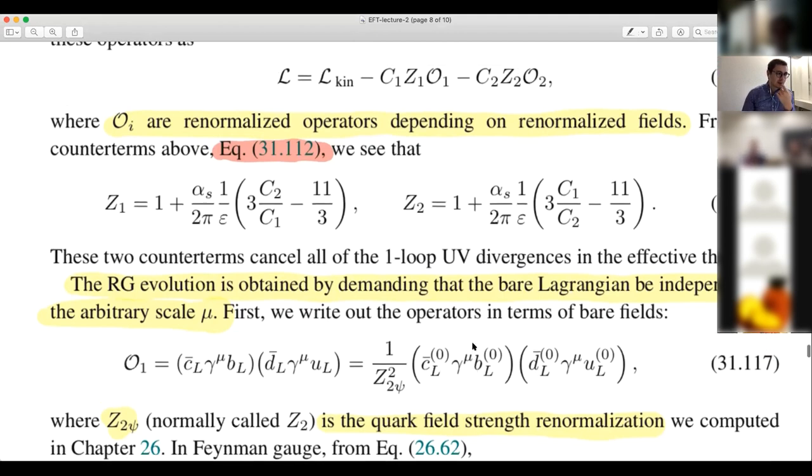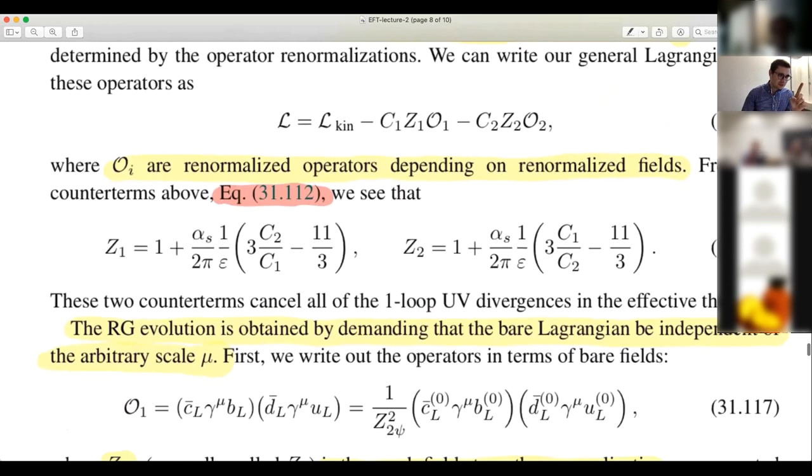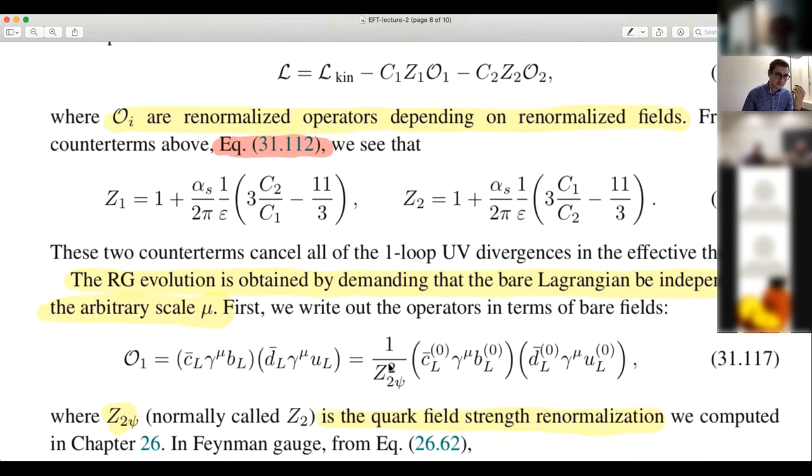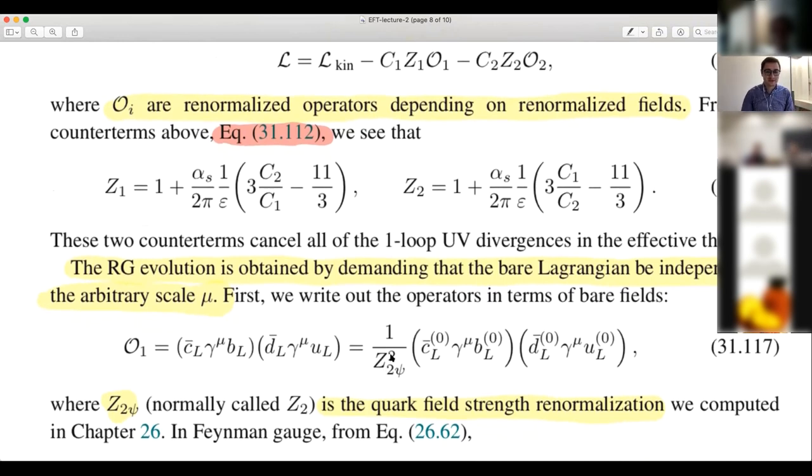Okay. And then as the result, okay. But the important logic here is that in this equation, 115, the operators are renormalized. And this is basically the counterterm Feynman rule. They are renormalized here. And therefore we could get Z1 and Z2 from the previous calculation. But now we are expressing the renormalized operator in terms of bare fields. And then we get this quark field strength renormalization from QCD. Just the QCD, these are the diagrams. These are the two-point diagram, like the dressing of the quark propagator with the gluon field. I'm pretty sure you did this calculation when you did the beta function in some QCD class or something.